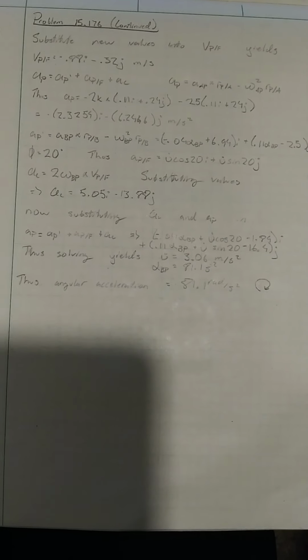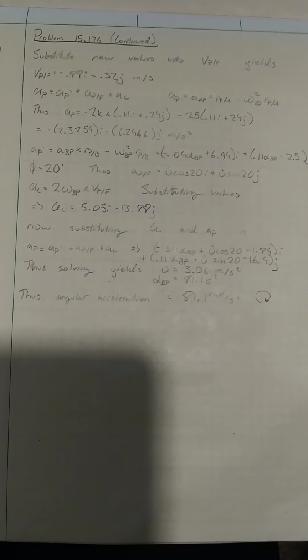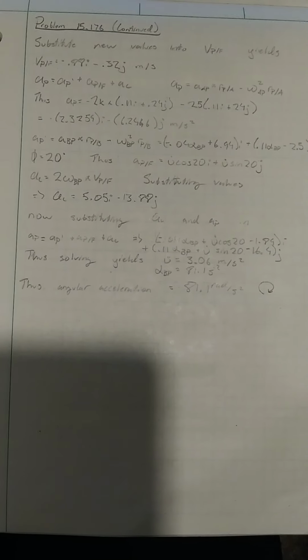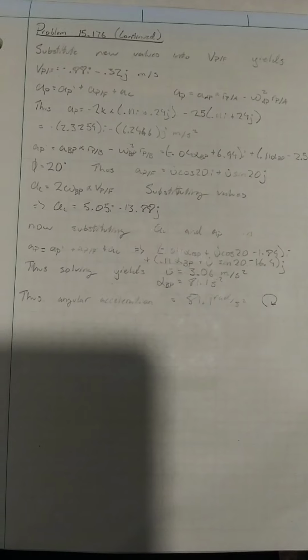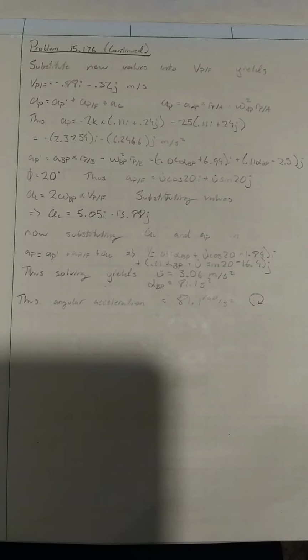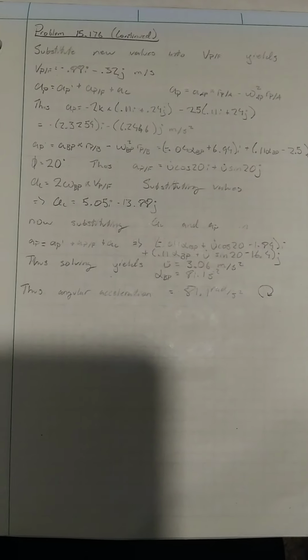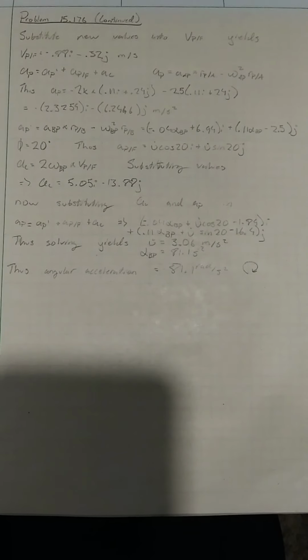to get our equation here where we get a sub P equals alpha sub AP cross r sub P over A minus omega squared sub AP times r sub P over A. Plug in our known values and solve for that. We're going to get a negative 2.3259i minus 6.246j meters per second squared.